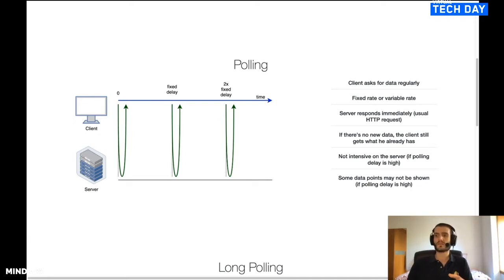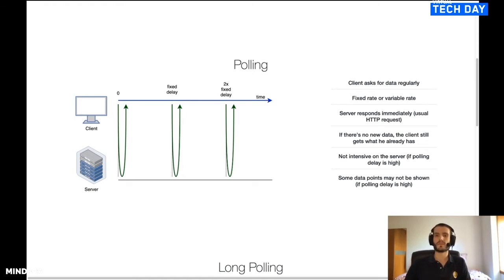And so the client is not waiting for the data. But remember that the client is blindly pulling for the data, so it's blindly requesting data, so it has no idea if the data changed or not, so it might even get a repeated value that it already has in memory, okay? It's not very intensive on the server, this technique, if you are polling with a high delay.